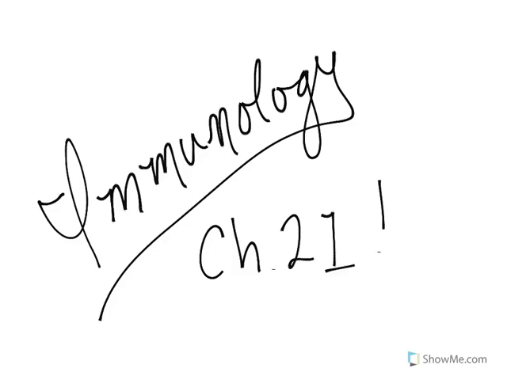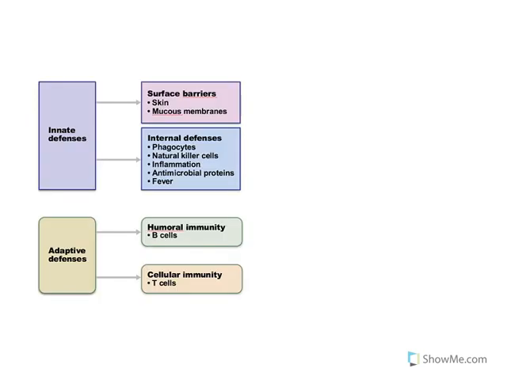Chapter 21's topic is the study of the immune system, which, as we know, provides us with resistance to all the different diseases that our body comes in contact with. It's made up of two intertwined systems. These two systems are detailed in chart 21.1 in your text. You see here innate and adaptive immune system.